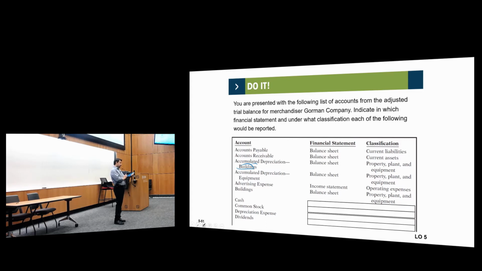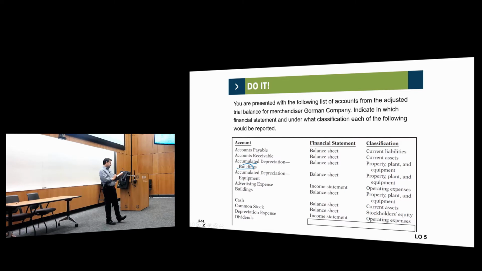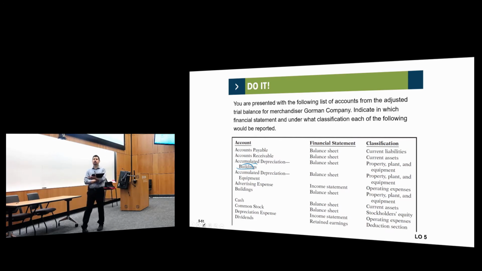Cash. Okay. Common stock. Balance sheet, stockholders' equity. Depreciation expense. Income statement, operating expenses. Dividends. Sorry? Do you put dividends on balance sheet? Retained earnings. This is the deduction section. This is less dividends.